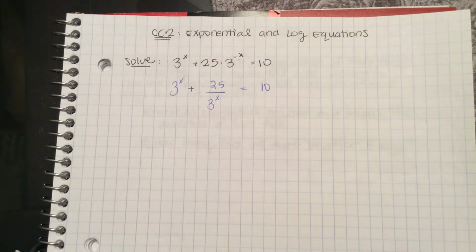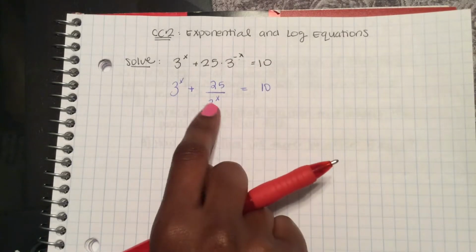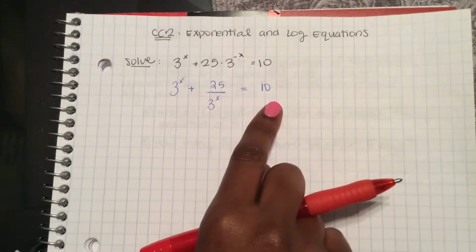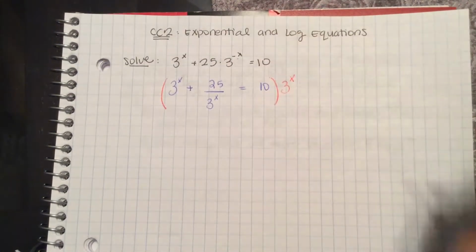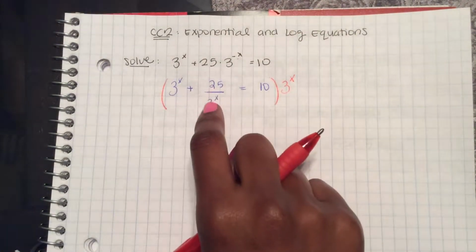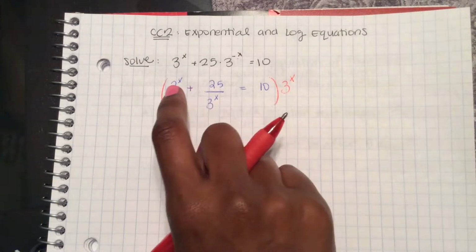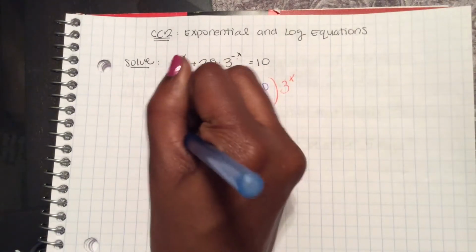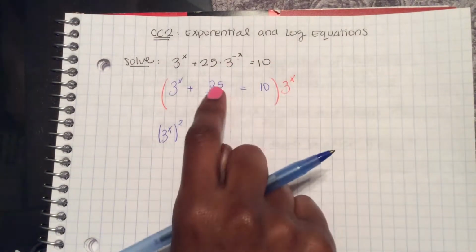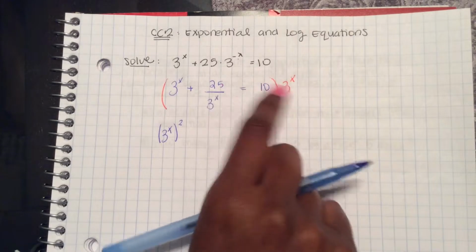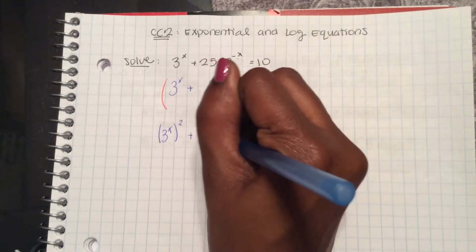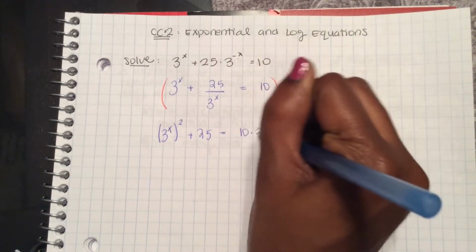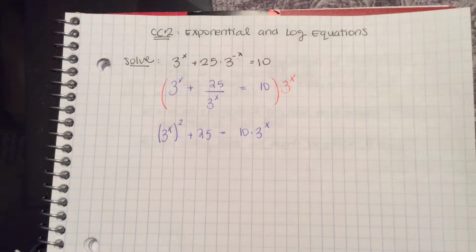Now remember, when you have a fraction in one of your terms, you can multiply everything by that denominator to cancel out. So 3 to the x times 3 to the x is 3 to the x squared. When I multiply 3 to the x by this term, it'll cancel. Plus 25 equals 10 times 3 to the x. So now I have no negative exponents.